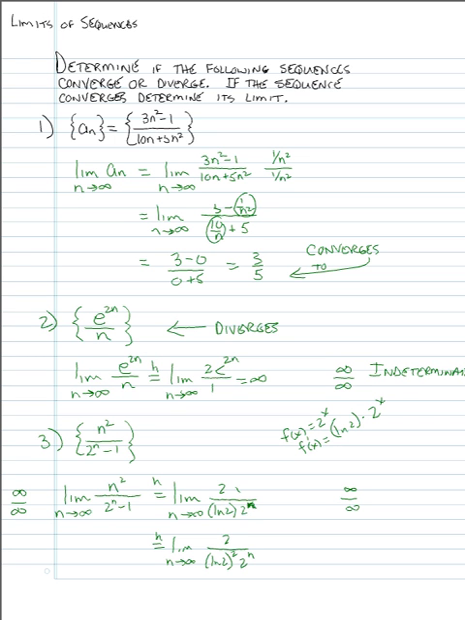Now, as n goes to infinity, what's going to happen? The numerator is going to stay constant, but the denominator is getting larger and larger and larger. So in this case, the limit is 0. So that tells us that the sequence converges because the limit exists and is finite, and in fact, it converges to 0, or the limit is 0.